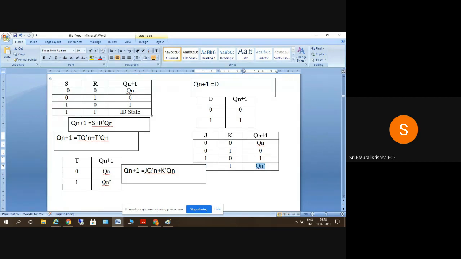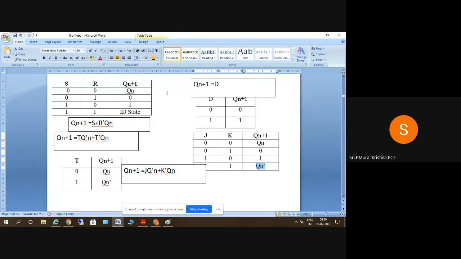Okay, so what is the present state? I'll say that it is q of t or q of n, and the next state will be q of n plus 1, or t plus 1. I'll analyze the present state and the next state. Afterwards, I'll identify the inputs which are responsible for the transition of this present state to the next state.